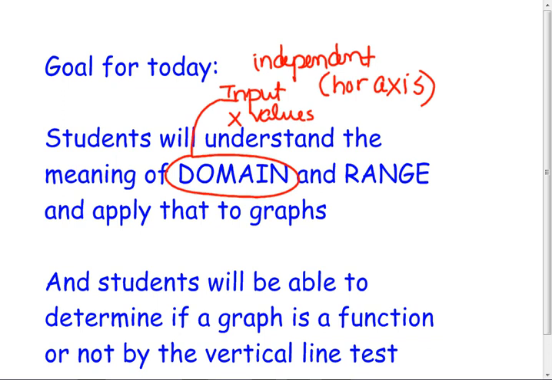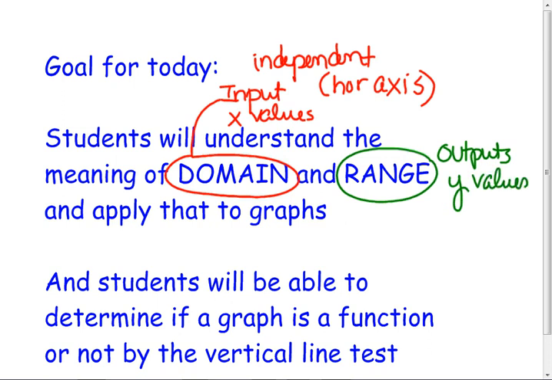Okay? The range, another new word, those are the outputs. They are the y values. They are the dependent variables. And they're very important words, domain and range. That is the vertical axis. So we're going to do some graphs, and we're going to find the domain and the range by looking at the pictures.